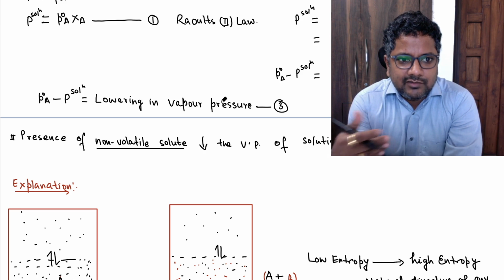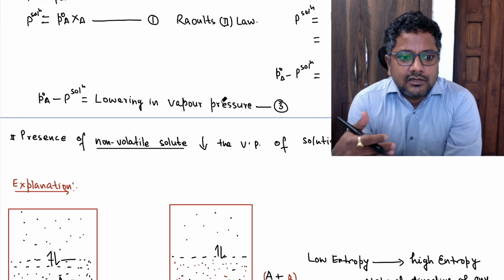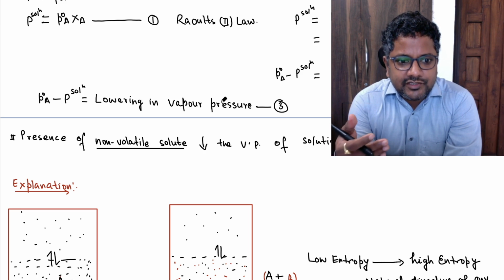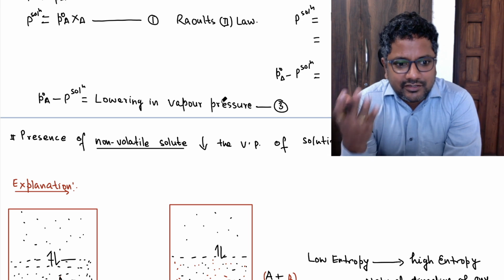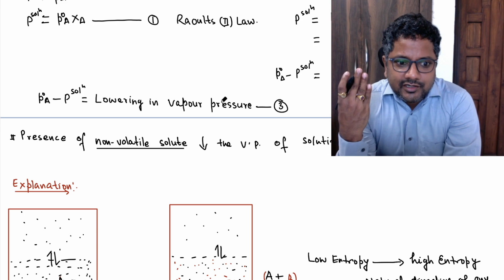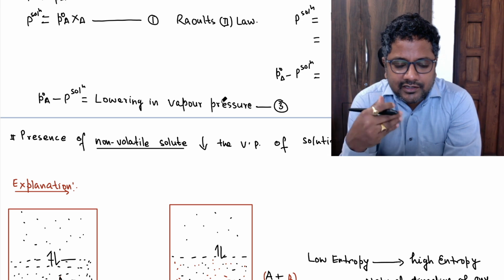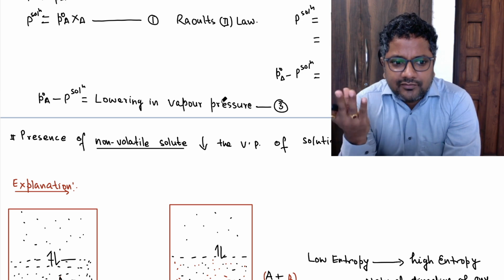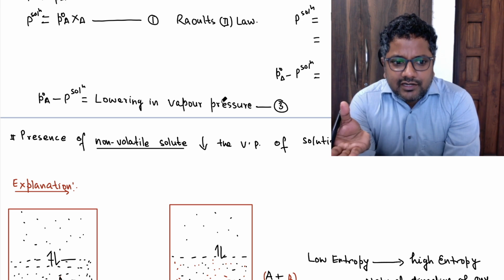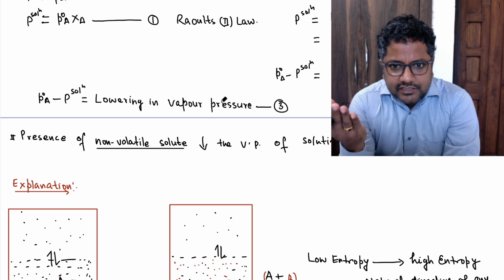This will put a check on the relative escaping tendency, which means it decreases the chemical potential basically. So when entropy increases, chemical potential will decrease. It is well known, and we have already studied this. Del G by del T is equal to minus of S. So if S will increase, chemical potential will decrease. Chemical potential will decrease means relative tendency will decrease.